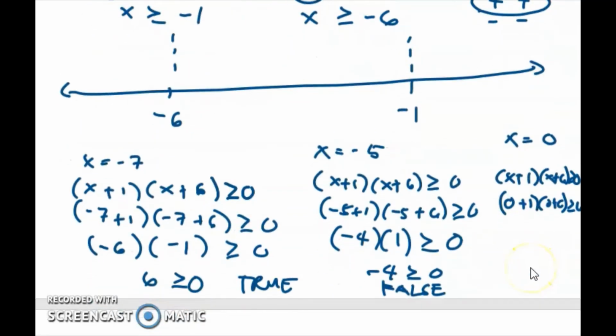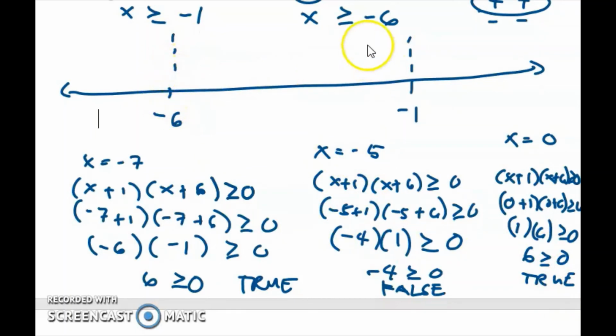Okay, so, naputol yung kanina. Ituloy natin, 0 plus 1. So, what is 0 plus 1? We have 1. Okay, and then 0 plus 6, we have 6. Is that greater than or equal to 0? So, 1 times 6 is 6. Is that greater than or equal to 0? Yes, so this is true. Okay, now we can graph.